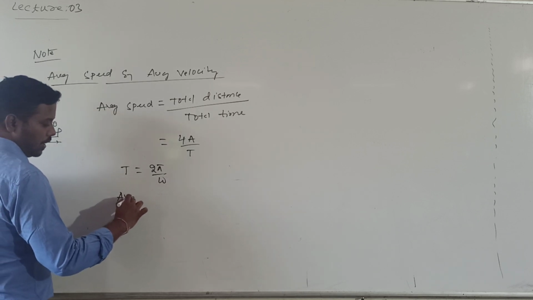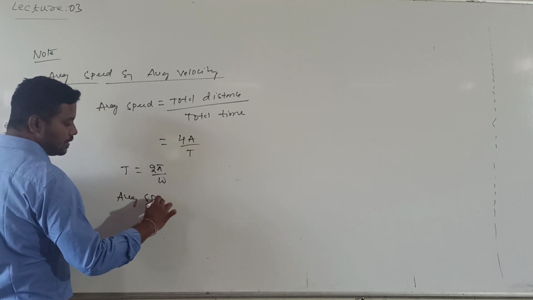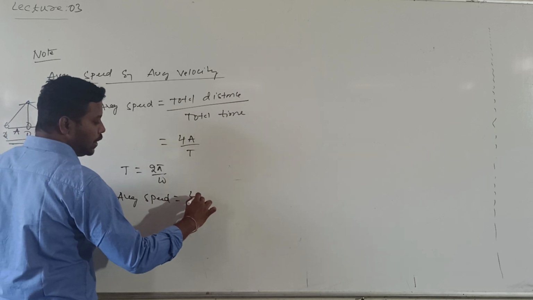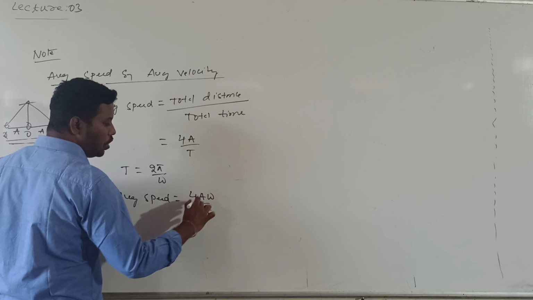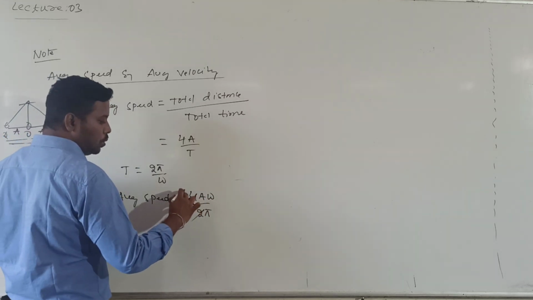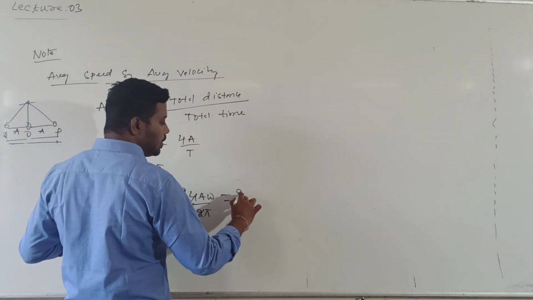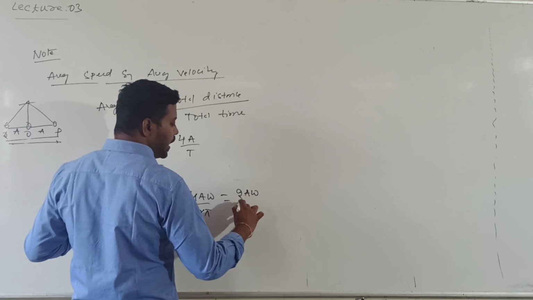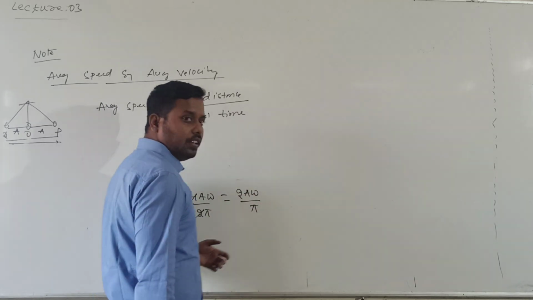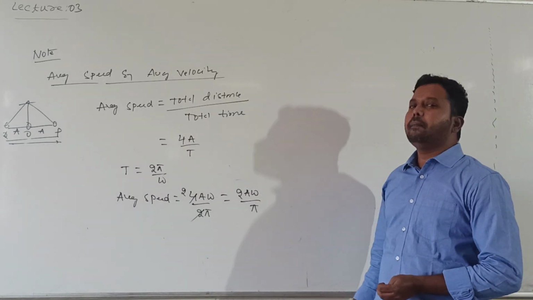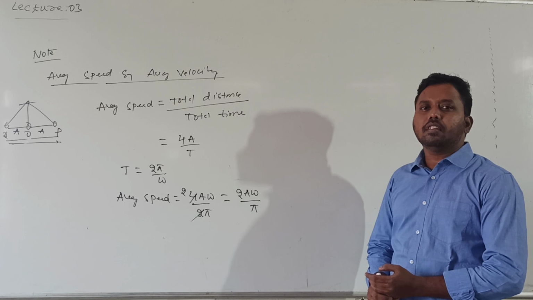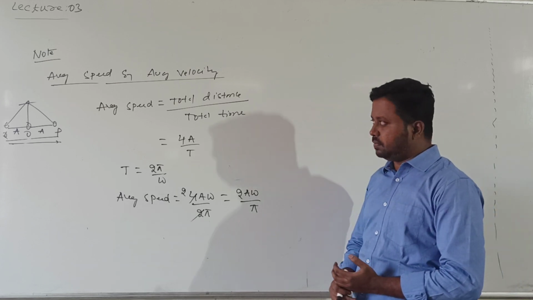So what happened to the average speed? The average speed is given by 4 into A divided by 2 pi by omega. Omega will go to the numerator, so 2 ones are 2, 2 twos are 4. Then what will we get as the answer? 2 into A into omega divided by pi. This is the expression for the average speed of a particle executing SHM for one oscillation.